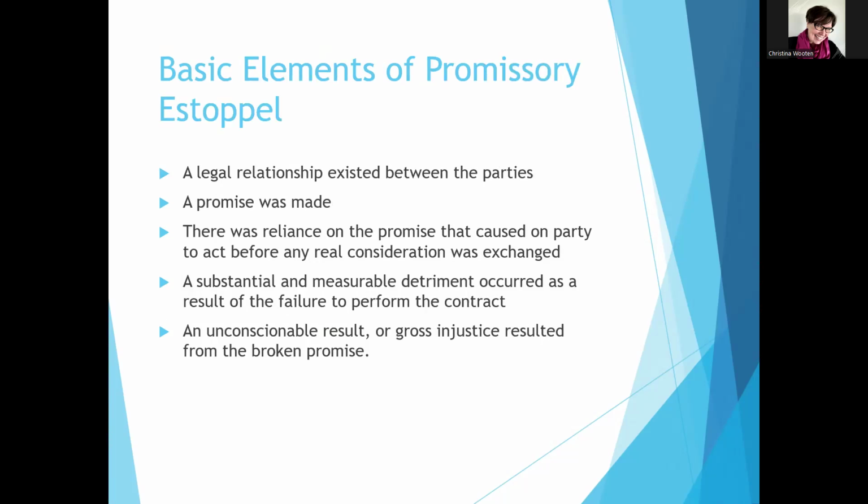Okay, here's some basic elements. There has to be a legal relationship that existed between the parties. A promise had to have been made. There was reliance on the promise that caused one party to act before any real consideration was exchanged. A substantial and measurable detriment occurred as a result of the failure to perform the contract, and an unconscionable result or gross injustice resulted from that broken promise.